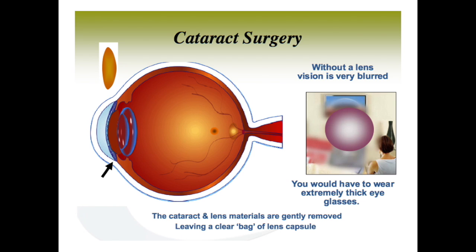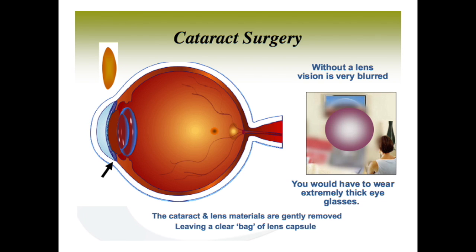So after the lens contents is removed, the patient is left with an empty capsular bag. And this, of course, has no power to it, and so the vision without very thick eyeglasses would be extremely blurry, because the natural lens is a very powerful lens.